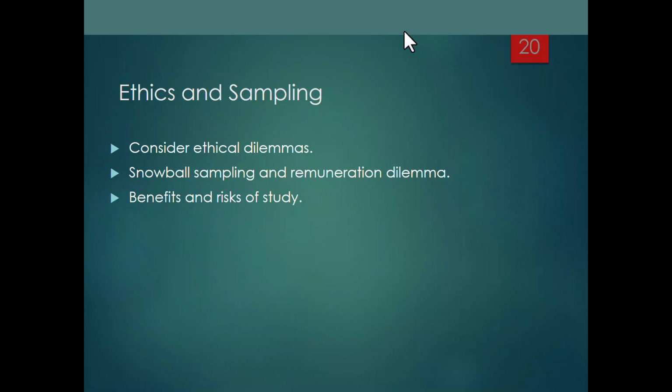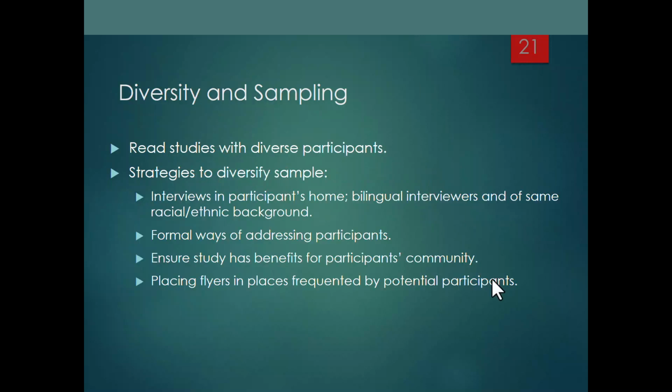The purpose, the benefits, and the potential risks of the study must truthfully be explained to participants. It's always important that you explain to participants the purpose of the study, tell them what the benefits are, and also explain what the risks are. It's also important that researchers read studies with diverse participants so that they can learn about effective strategies that can be used to recruit people from diverse groups.